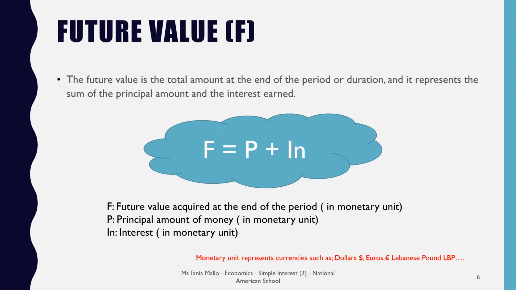The future value represents the sum of the principal amount and the interest earned. It is the total amount held or earned by someone at the end of the period. It is the total money that someone would have. It is represented by F. F equals P, the principal amount, plus the interest earned.